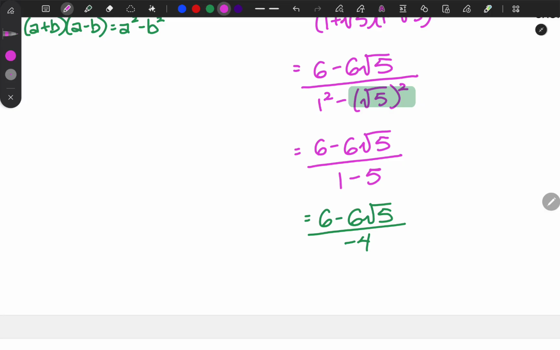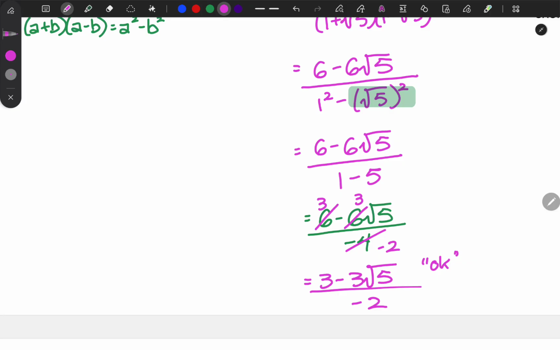How many terms are in the numerator? Yes, that's right. There are two terms being separated by a minus sign. So each of the two terms needs to be divided by 2. This becomes a 3. This becomes a 3 root 5. In the denominator, negative 2. So we rewrite this as 3 minus 3 root 5 over negative 2. It would be fine to leave it like that. I'm going to call this one okay. It is pretty much simplified.